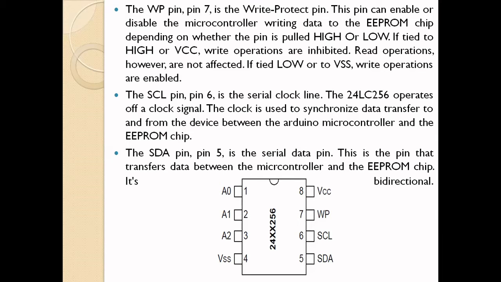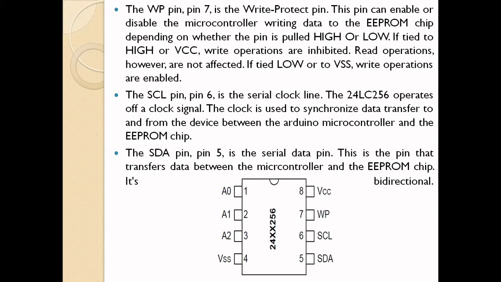So 3 pins are called the address pins. So maximum 8 ICs we can connect with the Arduino controller. One is supply VCC, another is ground, another is WP. WP means write protector. If you give a low signal, we can do the write operation. If you give a high signal, we cannot write the data in the memory. So that is called write protector.